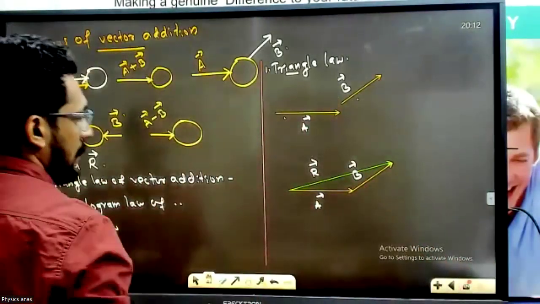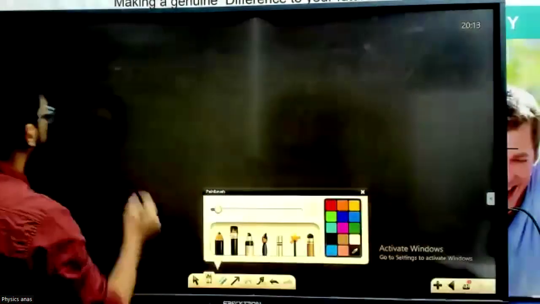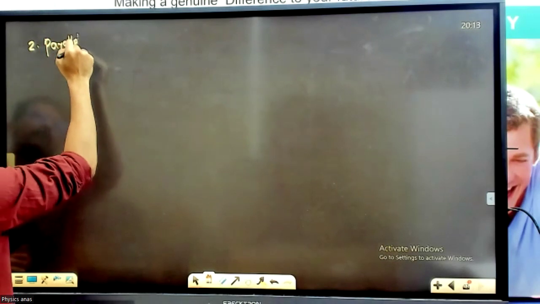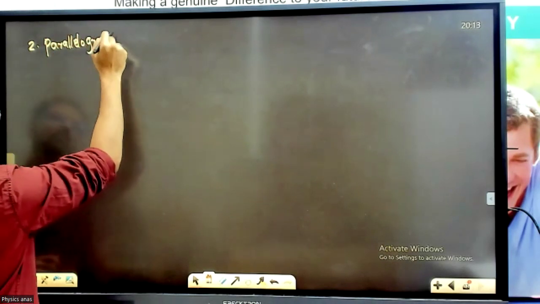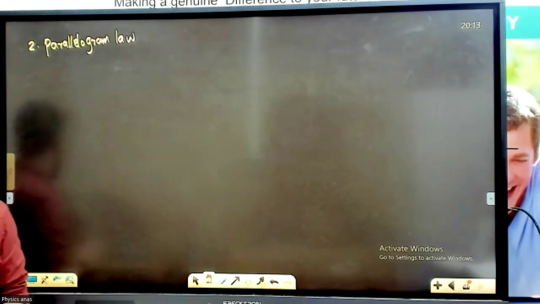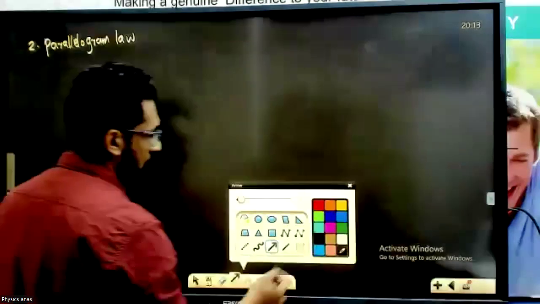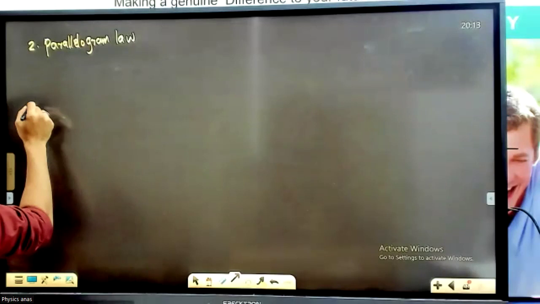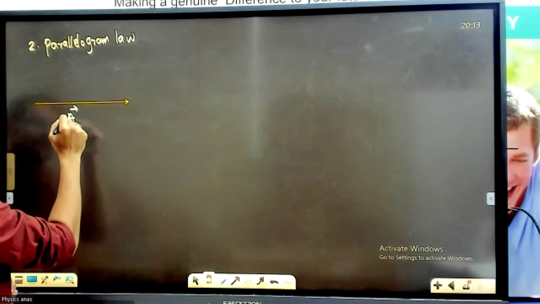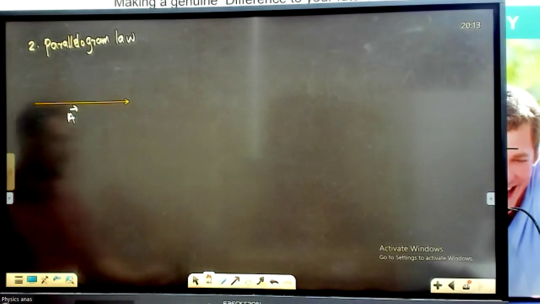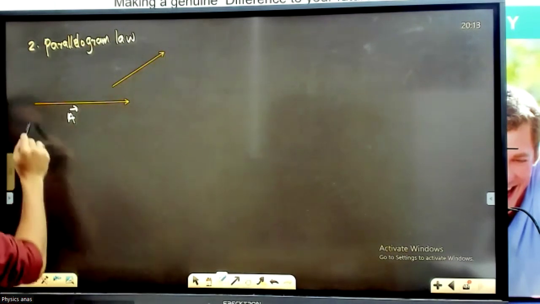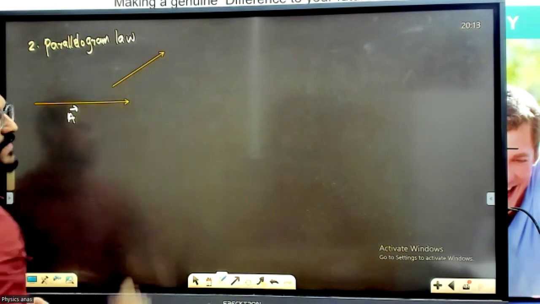Okay. Then I'll be moving on to the second one. That's the parallelogram law of vector addition. Okay, I will show you what the parallelogram law of vector addition is. This is vector A. Now I will show you vector B. Vector B is like this. This is vector A and this is vector B.